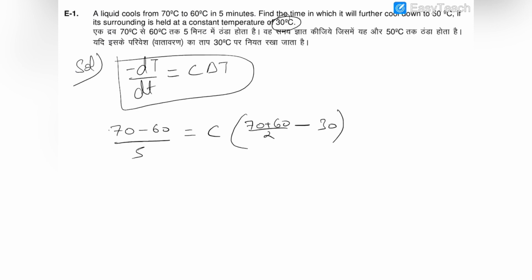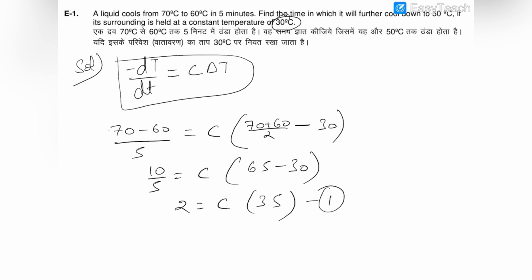So this is the first expression, and let us simplify it. It would be 10 by 5, and this is equal to C, and this is 65 minus 30. So this is 2 equals C into 35. So this is equation number 1.